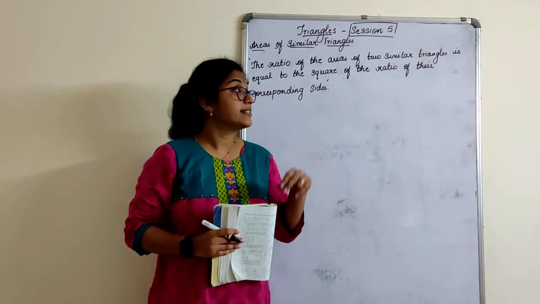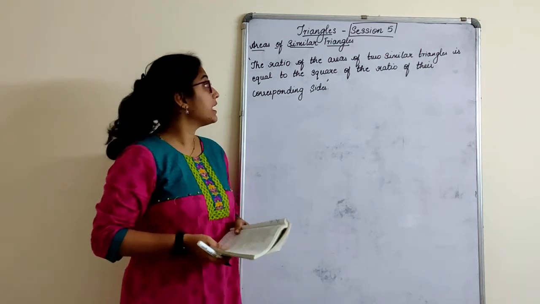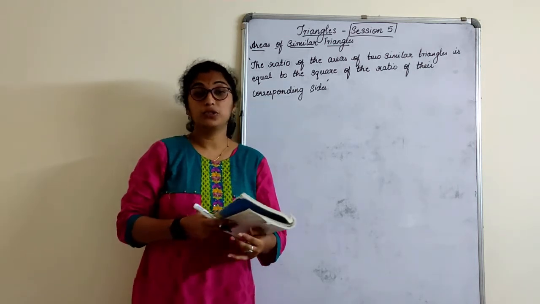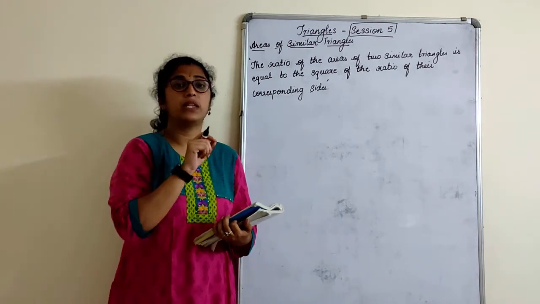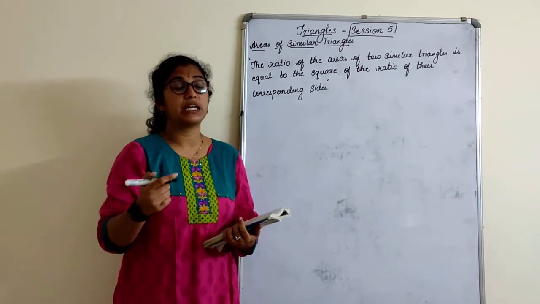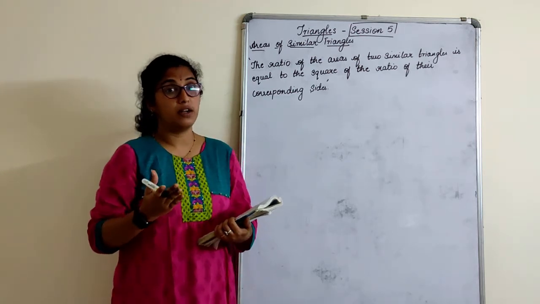Good morning. We will start session 5 on chapter triangles. So this session is about areas of similar triangles. Till now we understood about BPT, the basic proportionality theorem, that is, when a line is drawn parallel to a side of a triangle, it divides the other two sides proportionally, its converse and its corollaries.